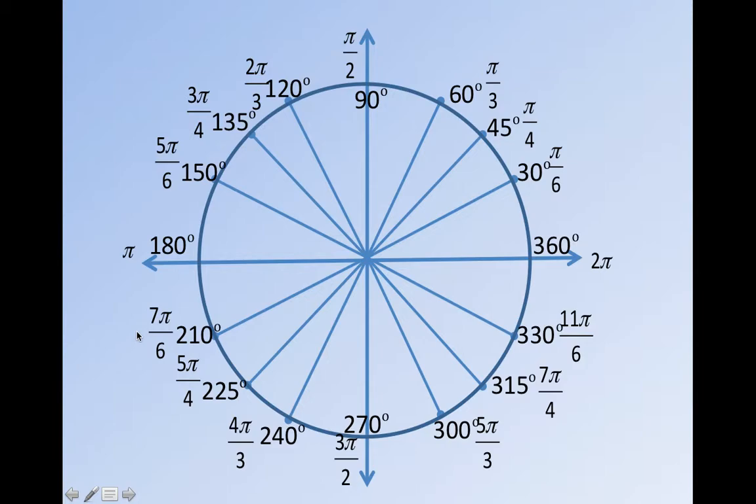When you get to the third quadrant, the numerator is 1 more than the denominator. 7 is 1 more than 6. 5 is 1 more than 4. 4 is 1 more than 3. And 3 is 1 more than 2. When you get to the fourth quadrant, if you take your denominator, multiply it by 2, and subtract 1, you'll get the number that's in the numerator. 3 times 2 is 6, minus 1 is 5.